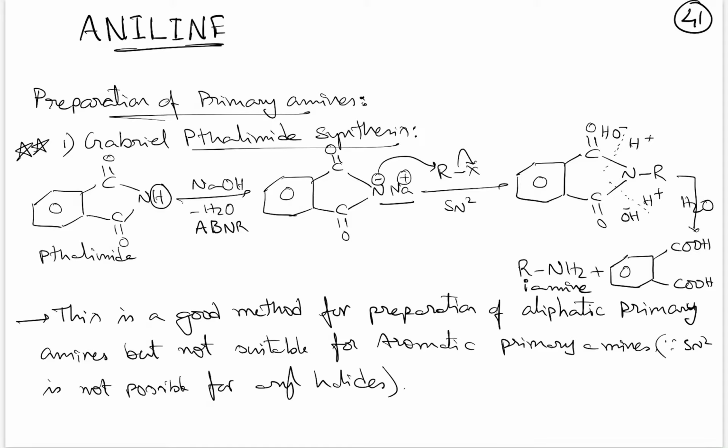So let's discuss the third part of aromatic compounds, aniline and diazonium salts. First, aniline. Aniline preparation methods. In this chapter itself, I will be covering the reactions of amines. Therefore, I have put the heading as preparation of primary amines.